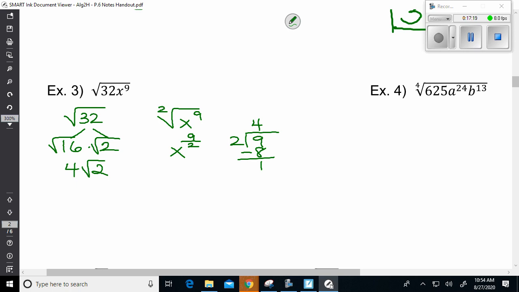So here's how this gets written. Since it divides evenly 4 times, one part of it is x to the 4th. You have 1 that's left over. That leftover goes back under the square root. So if you have leftovers, they're going back under the square root. Any questions on what was done?